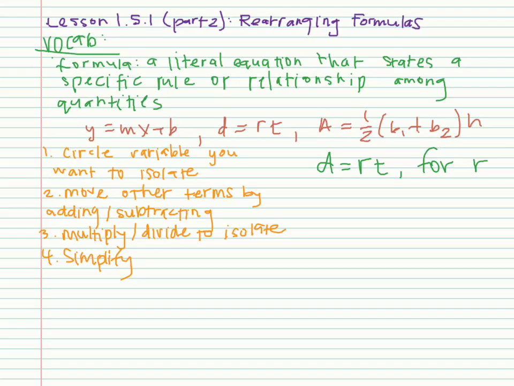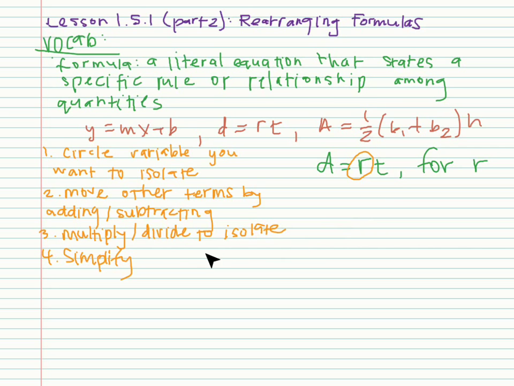So my first step is to circle the variable I'm solving for, which is r. Next, I want to move the other terms by adding or subtracting. Now, if you remember, a term is any number, variable, or the product of numbers and variables. Well, right here we have r times t, which is a product. So we only have this one single term. Step 2 is to move other terms, meaning other terms that don't have the variable. Well, if this is the only term, then there isn't another term that we could move.